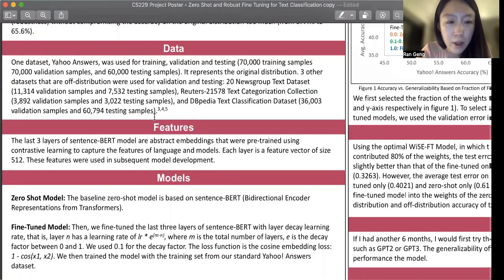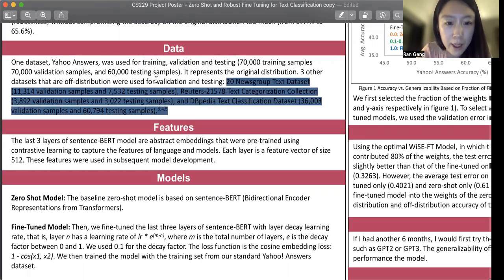The datasets we used include 4 different ones. The first one is Yahoo Answers, which is the in-distribution dataset that was used for training, validation, and testing. So we use this dataset for fine-tuning. Then we used the 3 other datasets for validation and testing only.